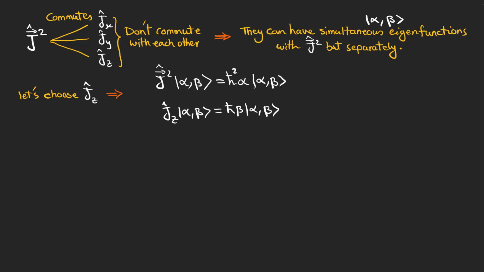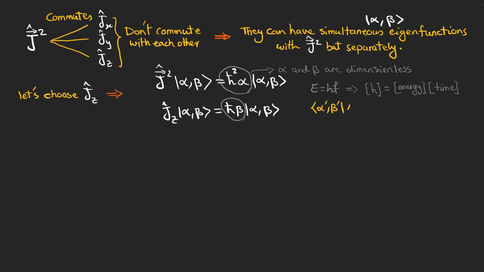So suppose that these simultaneous eigenfunctions are alpha and beta, and the eigenvalues for j squared are h bar squared alpha, and the eigenvalues for jz are h bar beta. We have used h bar squared and h bar because we want alpha and beta to be dimensionless. You know that based on this expression, the dimension of h bar is energy times time. And it's very important that these eigenfunctions are orthonormal.